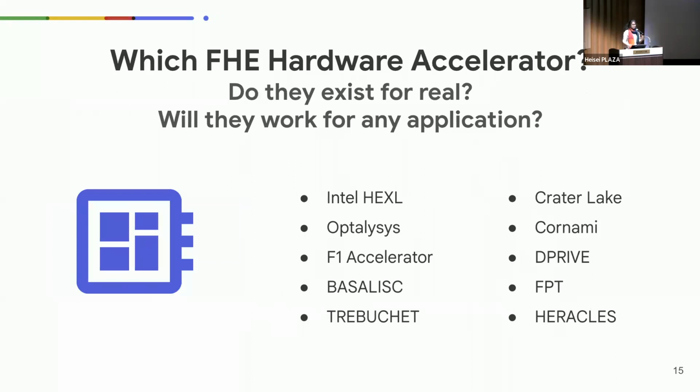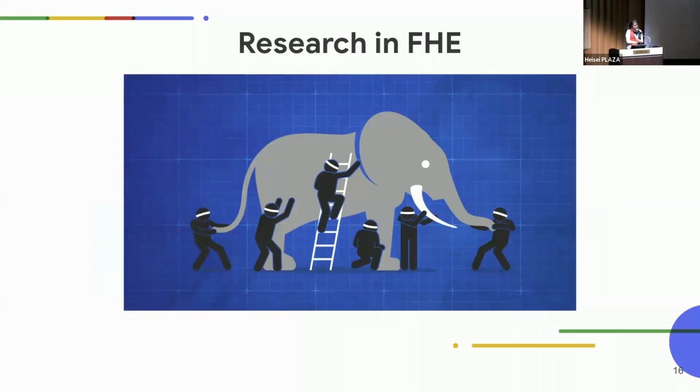And then there are hardware accelerators because FHE is slow. And there are many amazing hardware accelerators. The first question that comes to mind is, do they exist for real? Will they work for my application? So coming to the research on the FHE side, a popular fable comes to mind.